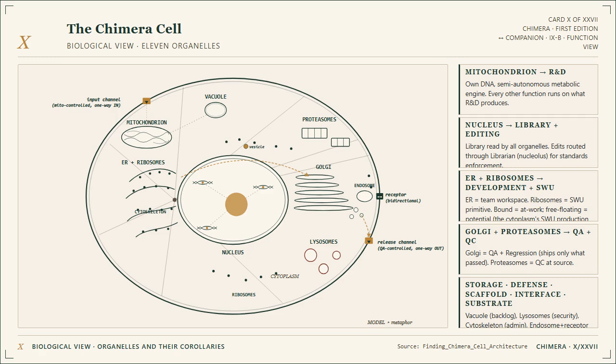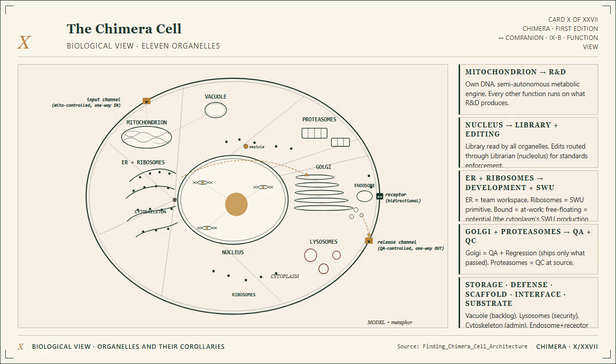The Golgi packages and ships what passes. The proteasomes tag what fails review. The lysosomes carry out the actual destruction. Corollary: QA plus QC, where QC covers standards, review, and regression. The remaining 4, vacuole, lysosomes, cytoskeleton, receptor, handle storage, defense plus destruction, scaffolding, and the listening and response interface. Corollaries: backlog, security, admin, market.